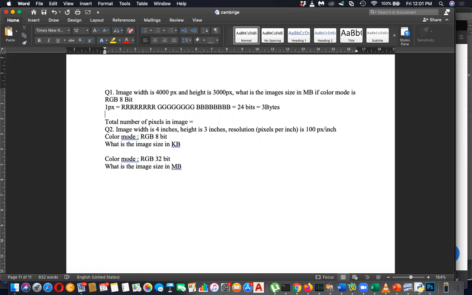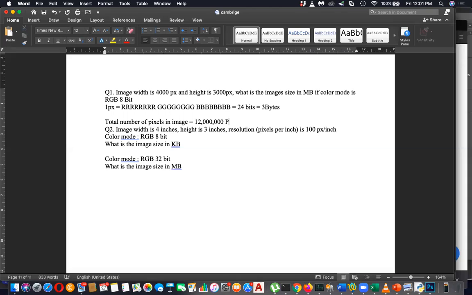Right. Then what is the total number of pixels in this image? 4000 horizontally, 3000 vertically. Then what is the total number? Is it 7000? 4000 plus 3000? Is this the way you find the area of a rectangle? Oh, area, sorry. It is 12 with 6 zeros, so 12 million.